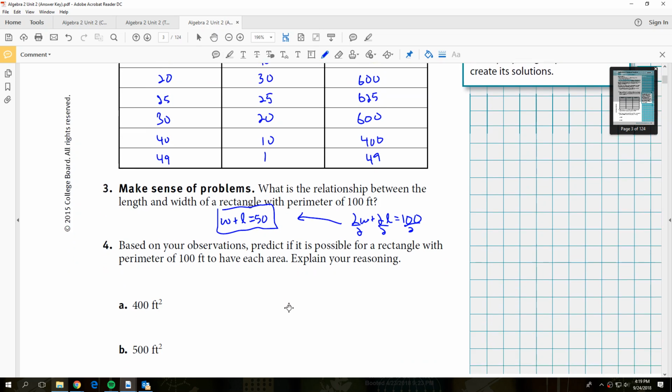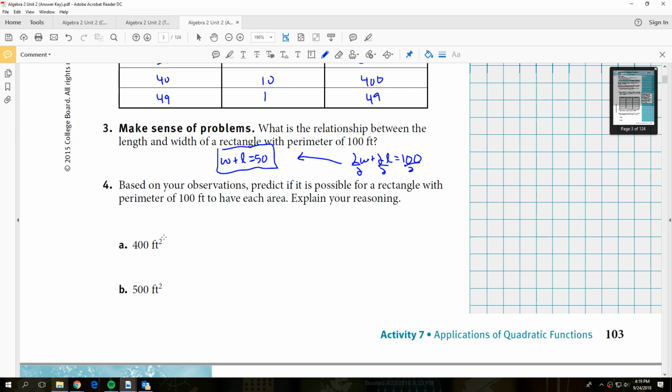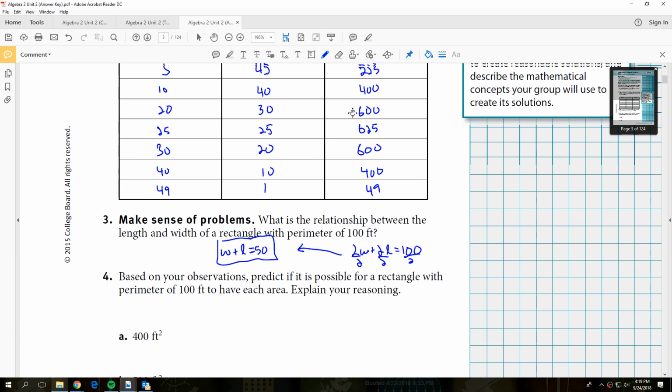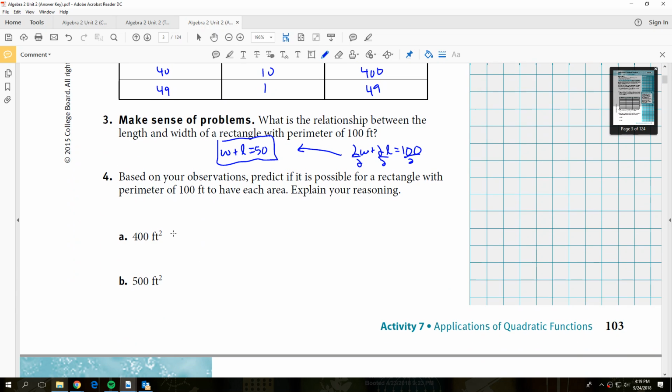Okay, so based on our observations, predict if it is possible for a rectangle with perimeter 100 feet to have each of the following areas. Explain this one here, 400 feet squared. I would say absolutely. That's actually one of ours, right? 10 by 40 here. We would say yes.